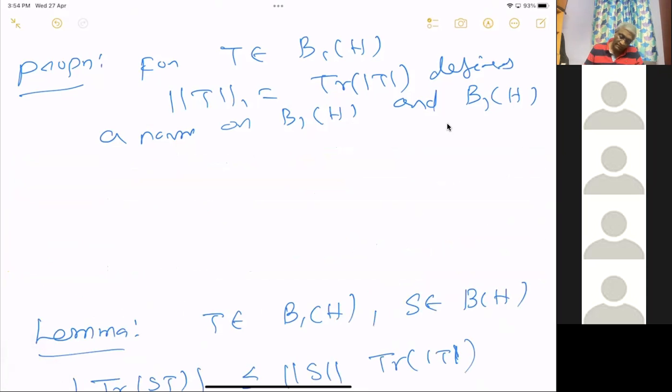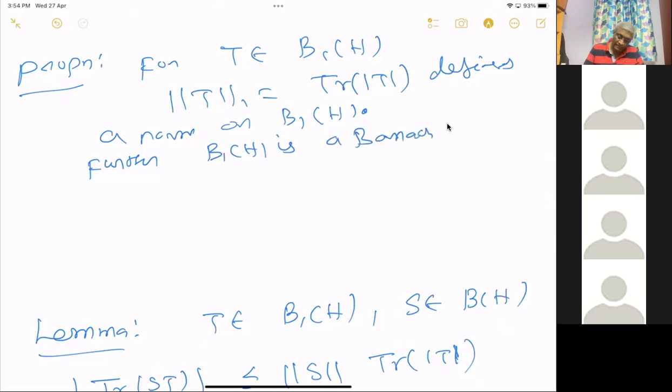Defines a norm. Further, B1H is a Banach algebra. It's not just a Banach space. Banach algebra means it's a Banach space, that is, B1H is a Banach space.